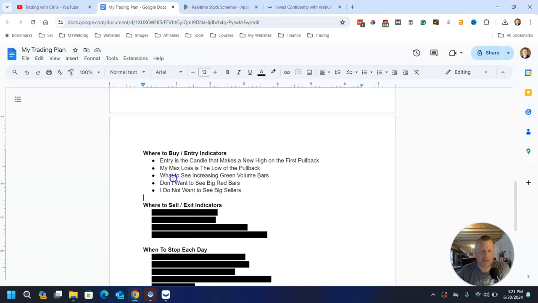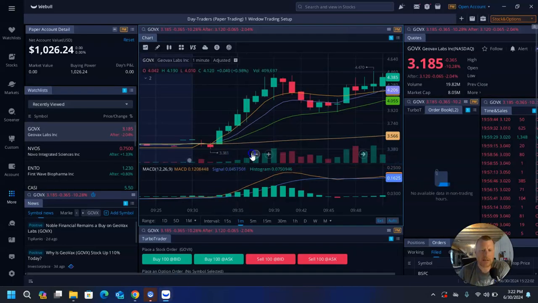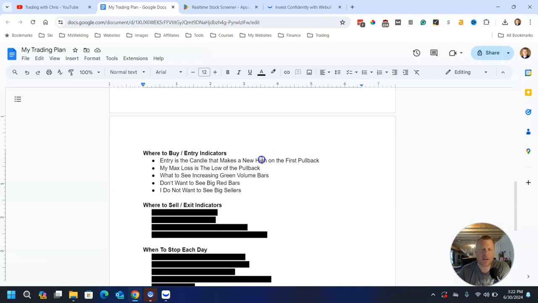All right, and then right away I want to see increasing green volume bars. Like in this case, see how these bars are going up really nice right here? I want to see that happening. And then I want to see lower red volume, which I started to see there, and that was good. I didn't want to see big red volume bars. If I saw big red volume bars, that's a clue that maybe there are some hidden sellers out there that could prohibit the trade from moving up.